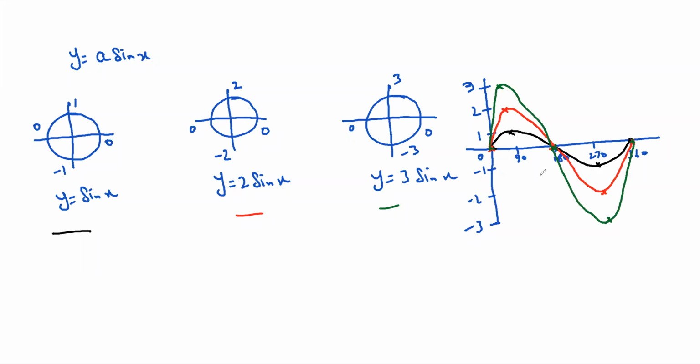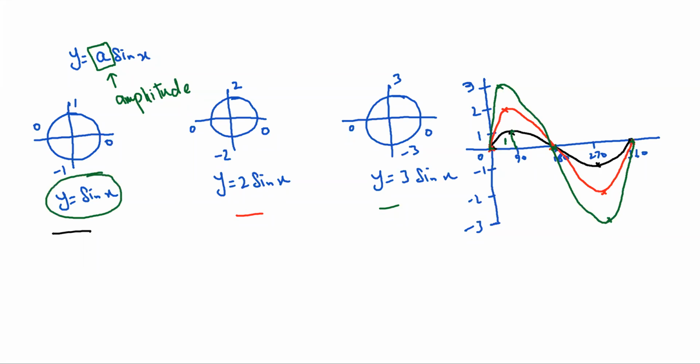So this coefficient of the sine x or the cos x is basically called the amplitude of this curve. Amplitude is basically the distance of the turning point of the maximum or the minimum point from the axis of the curve. So this much is the amplitude in this case of this sine x.